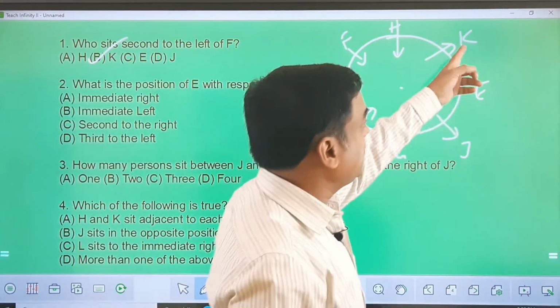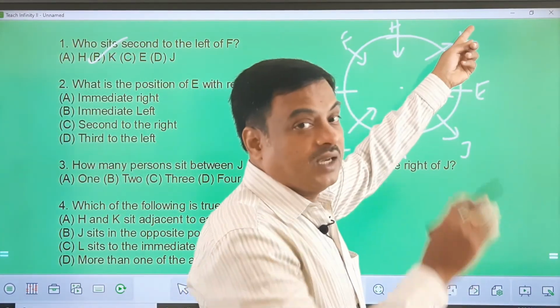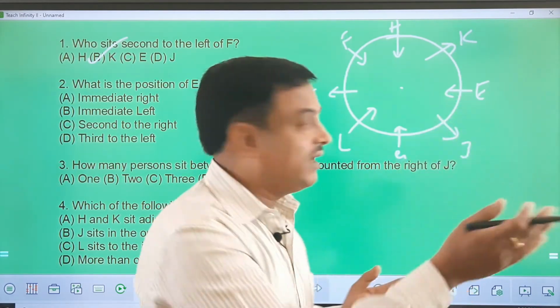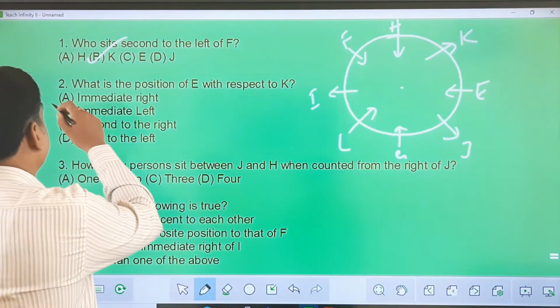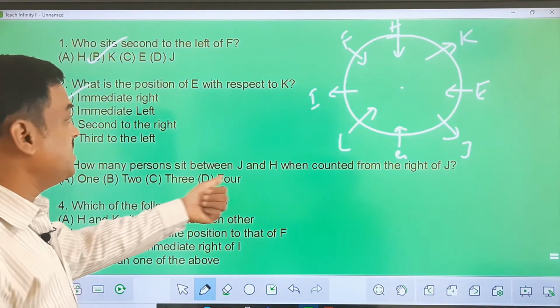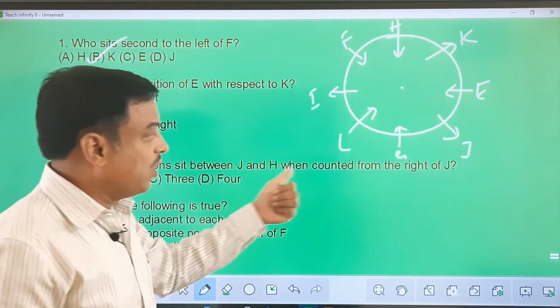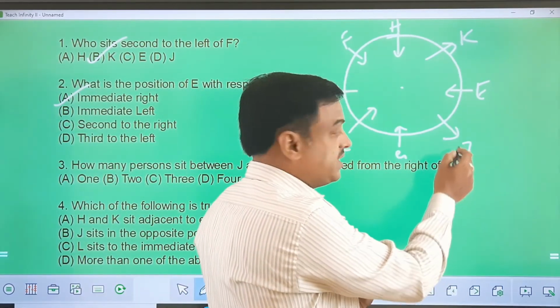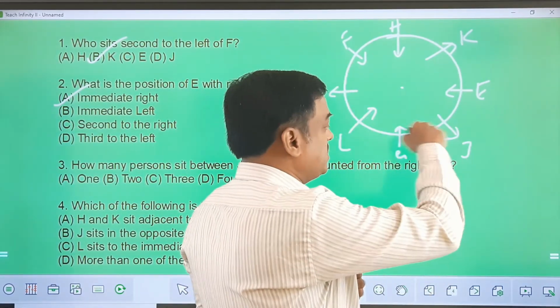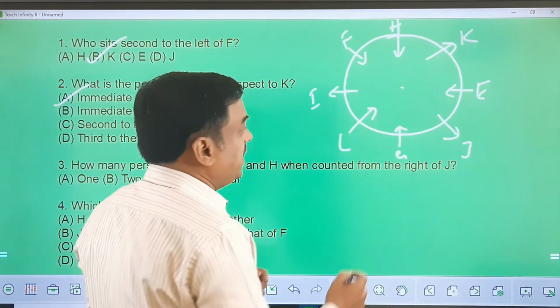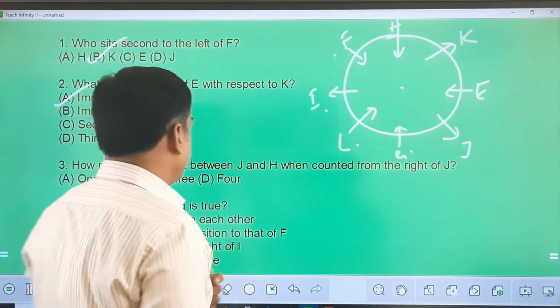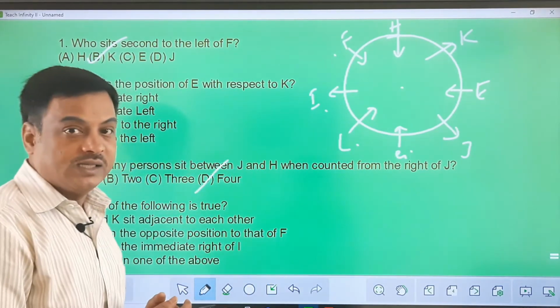If you see E and K, with respect to K he said, since K is facing away from the center, E has to be on the right, immediate right. So my answer is immediate right in this case. Next, how many persons are sitting between J and H when counted from the right of J? Now since J is facing away from the center, his right would be on this side. So between J and H, you can see 1, 2, 3, 4. 4 people are sitting. So my answer is option D in this case.